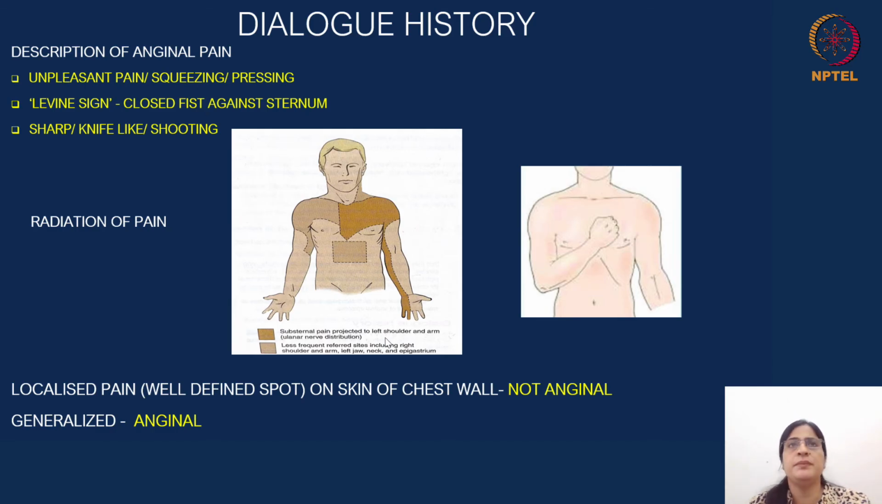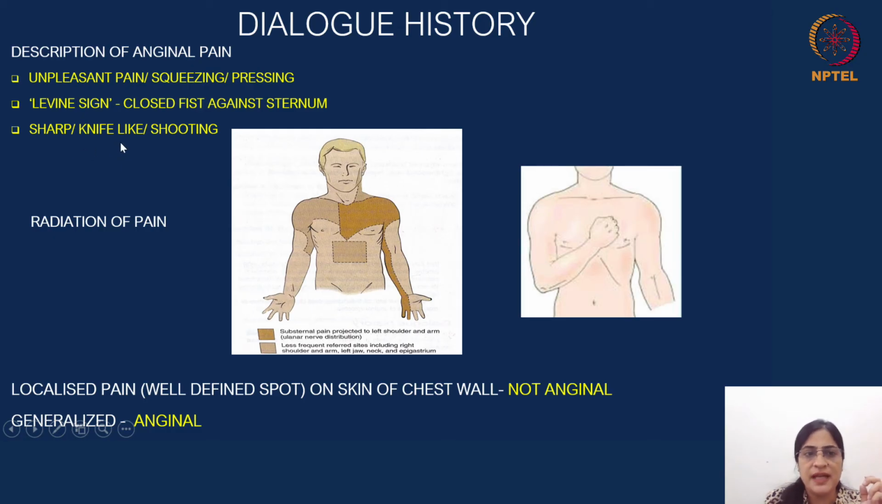Now, after we are done with the medical history part, we need to talk to the patient. If the patient is giving you a history of angina pectoris or myocardial infarction, we need to understand the description of the patient's pain. The patient would describe an anginal pain maybe as an unpleasant pain, a squeezing pain, or a pressing kind of pain. Levine sign is very important. It is a closed fist against the sternum. Angina pectoris, or more commonly myocardial infarction patients, will give you a demonstration of this Levine sign.